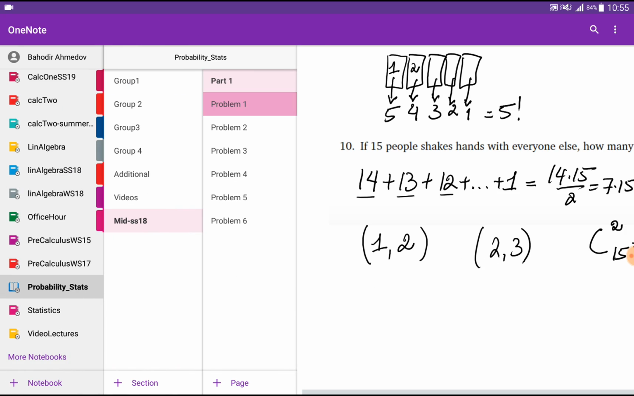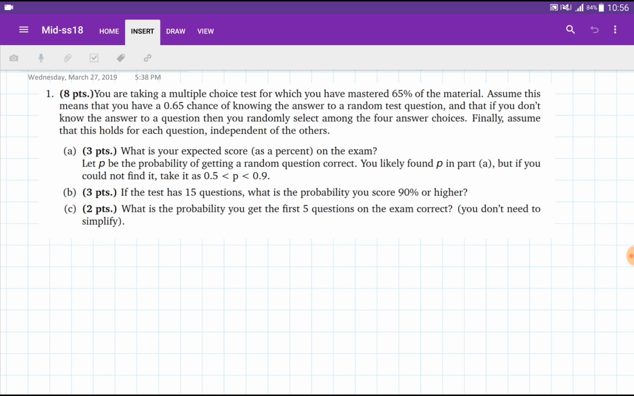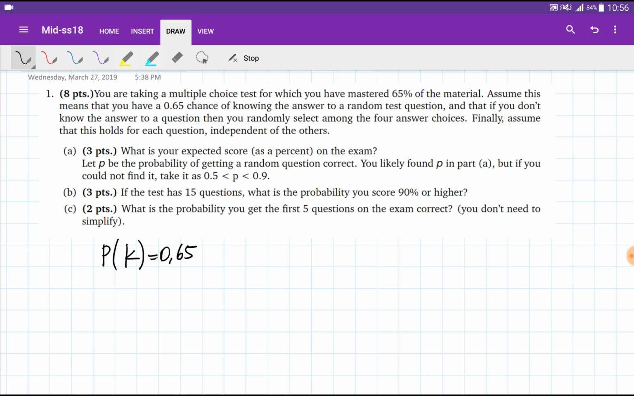Let's go to the problems of the second part. In the first problem, the student is taking a multiple choice question. The probability that he knows the answer is equal to 0.65. So if he knows the answer, he will answer correctly, 100%. And if he doesn't know the answer, he needs to guess, right? So the probability that he doesn't know is equal to 0.35, right? So if he doesn't know the answer, he needs to guess among the 4 answer choices.